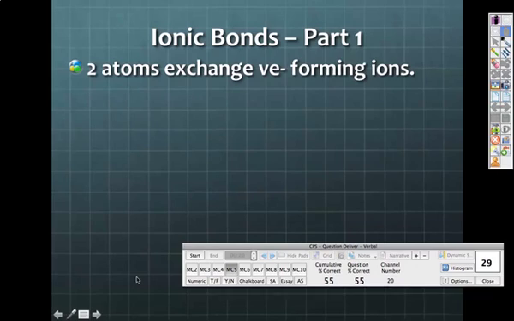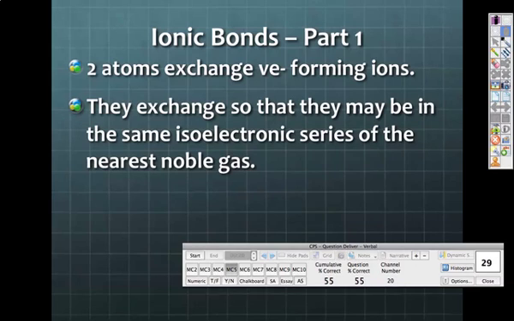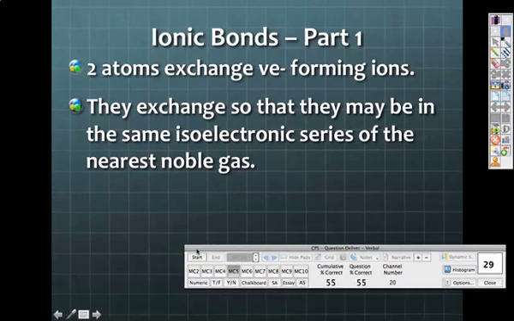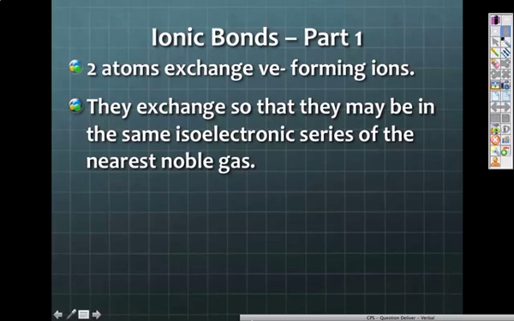So, looking at ionic bonds, we know that they are going to have atoms that exchange electrons, and then those will form ions. And they exchange so that they may be in the same isoelectronic series as the nearest noble gas. And again, we looked at isoelectronic series. That just means that they have the same electron configuration as the nearest noble gas. So their protons are still what their protons normally are, otherwise we would be changing the atom, but we're just changing the electrons.